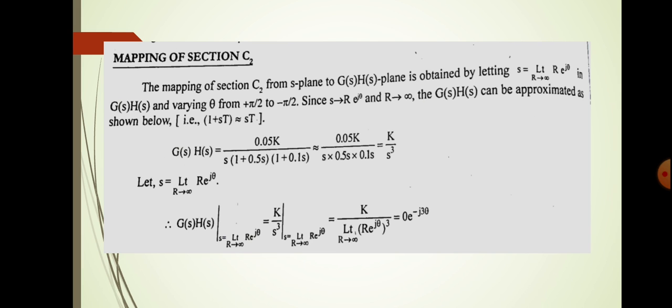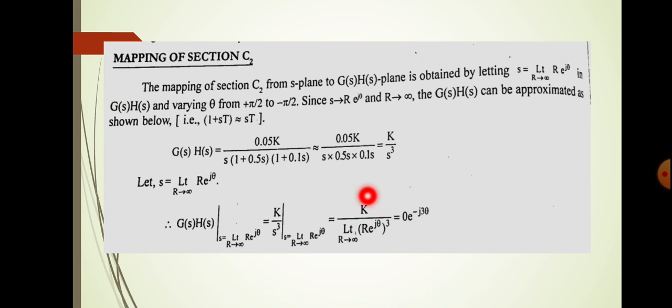So we will get G(s)H(s) as K by s cube, and in that case we substitute s equal to the limit r tends to infinity of r e raised to jθ. So G(s)H(s) equals K by s cube, which equals K by the limit r tends to infinity of (r e raised to jθ) all cubed. Here when r tends to infinity, 1 by infinity becomes 0, and the argument form will be e raised to minus 3jθ.